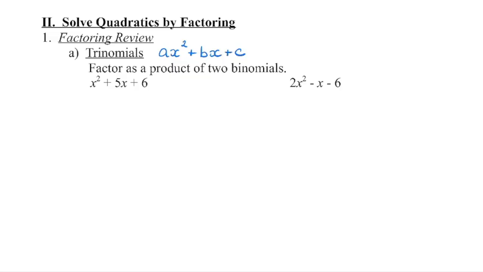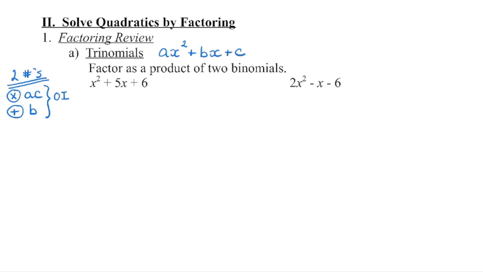Another way that we can solve a quadratic equation is by factoring. So we're quickly going to review our factoring skills from grade 10. We're going to begin with a trinomial. In this particular case, I have an a value of 1, a b value of 5, and a c value of 6. Anytime we have a trinomial, we're going to begin always by removing the greatest common factor. In this particular example, I don't have one.